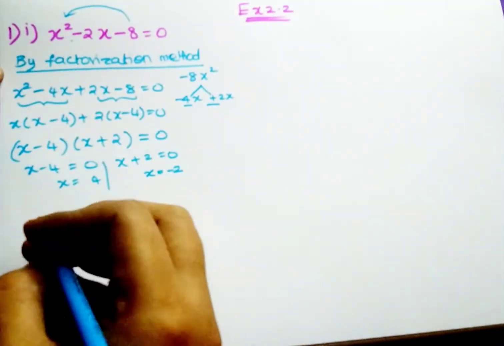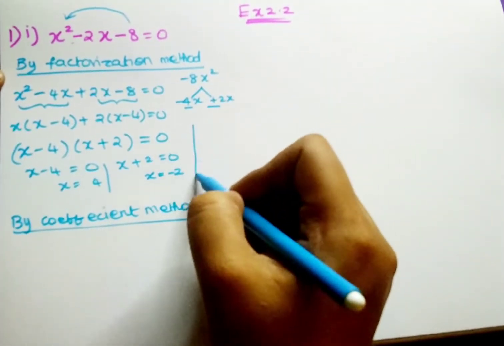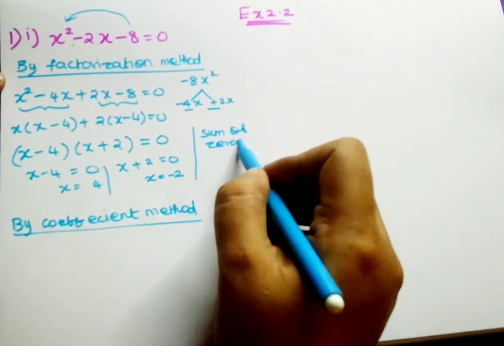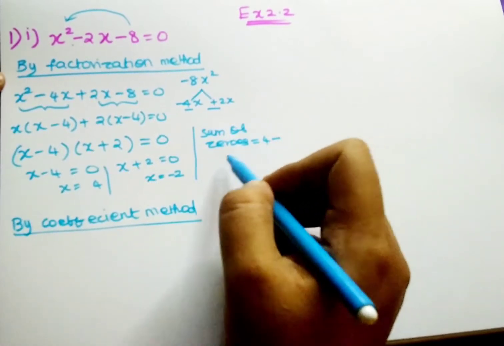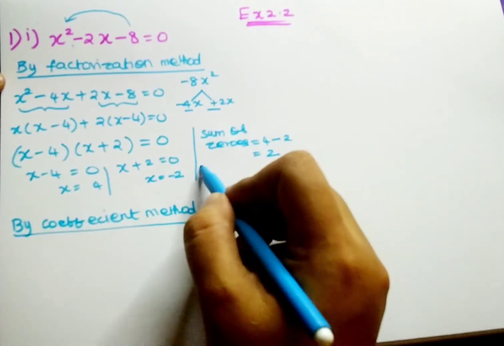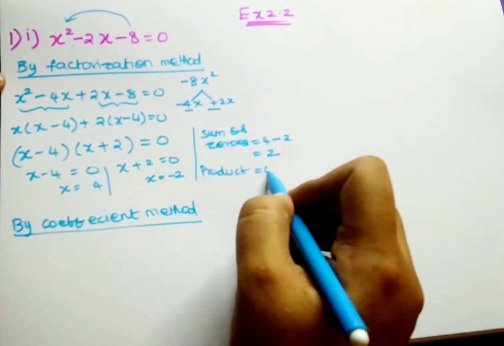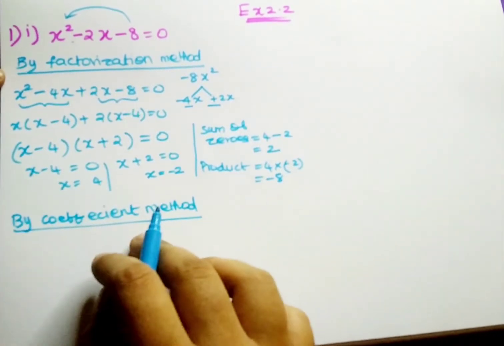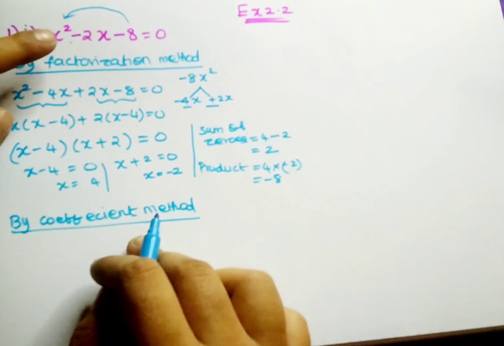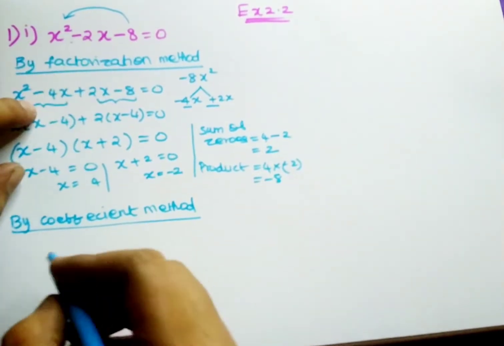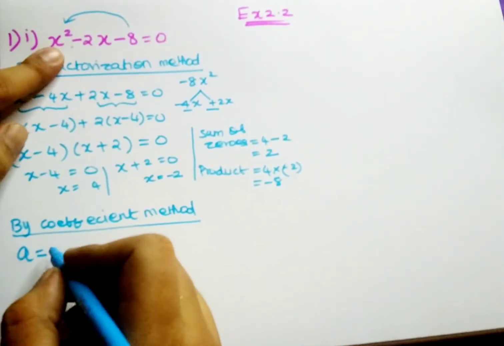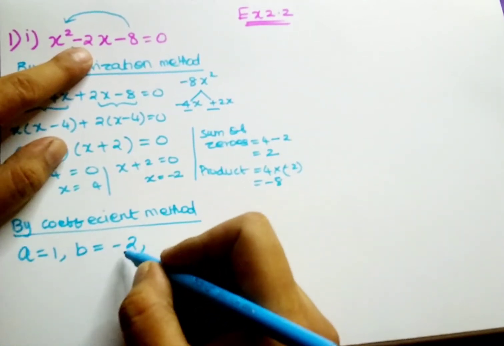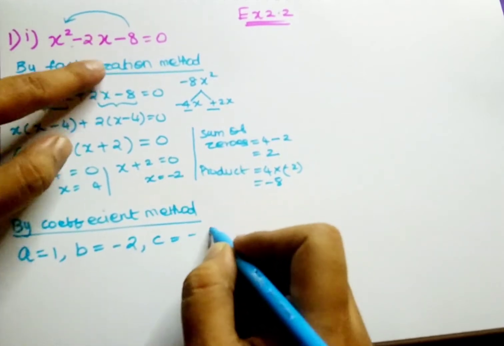And by the coefficient method, before that we'll just add the zeros. So the sum of zeros is 4 plus minus 2, so it is 2, and the product is 4 into minus 2, that is minus 8. Okay, so by the coefficient method, take the coefficients of x square, x and constant as a, b and c. So the coefficient of x square is plus 1, the coefficient of x is minus 2. You need to take the minus also. And the constant is minus 8.